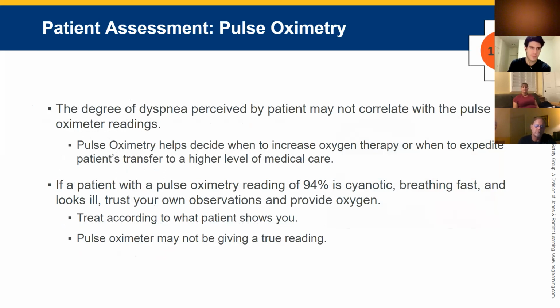All right. And here, the degree of dyspnea perceived by the patient, or how hard their breathing is, may not correlate with the pulse oximeter. So it helps you decide what to do with oxygen, but treat according to what the patient shows you right here. So definitely pulse ox is helpful. It's not the end all be all. What is the final say is, what does this patient look like? What do I feel like they need? You're treating the patient, not their vital signs.